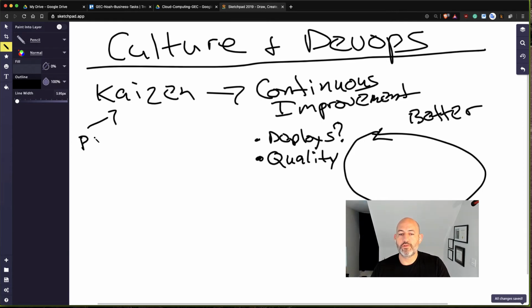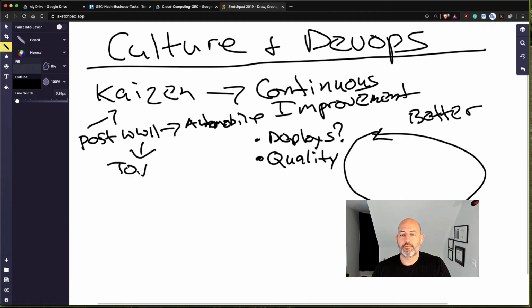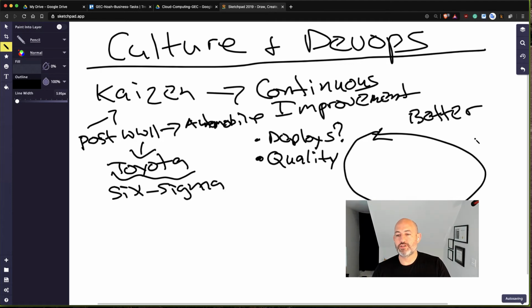post-World War II world, where people in Japan were working with American statisticians and building the automobile industry, and in fact, Toyota was the big benefactor of this, and they came up with things like Six Sigma, and it has a lot of relationship with this continuous improvement concept.